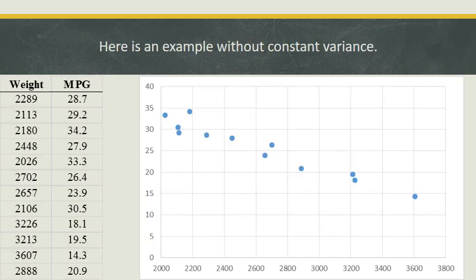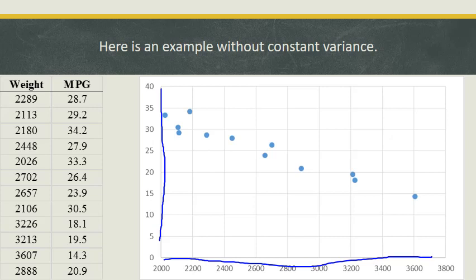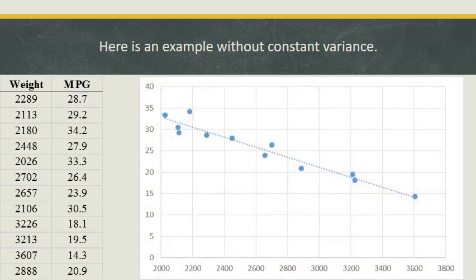And next, we'll look at a scatter plot with non-constant variance. In this example, the x variable is car weight, and the y variable is fuel efficiency, measured in miles per gallon. Let's add the best fit line. There is pretty clearly nothing wrong with the model form. Fuel efficiency decreases linearly as car weight increases.